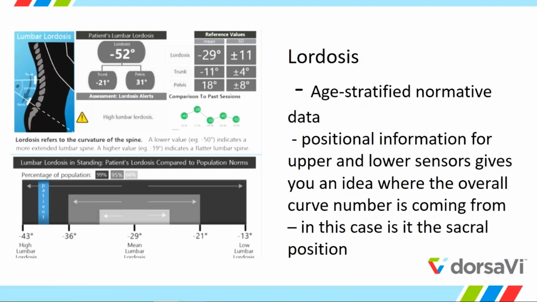So we also have a comparison to past sessions over here on the right underneath the reference values. And you can see that there's a date and a green dot that shows lumbar lordosis as I move along. So it's showing you over time how the lumbar lordosis is changing or not. And then it also gives you where that person stands within the population. So the mean is 29. I'm way out here. And in fact, it's 52, and so it's off the charts. So it should be even farther over to the left. So that's lumbar lordosis.